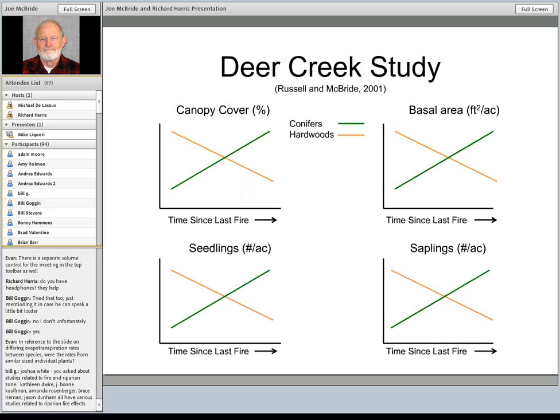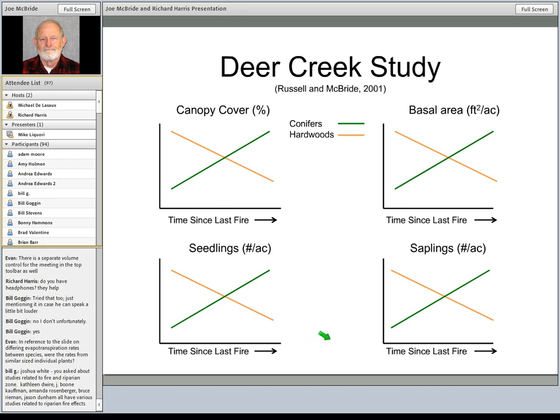And the next slide shows the response of 4 variables in contrasting conifer with hardwood species in terms of canopy cover. In the upper left, you see that as time since last fire extends, the percent of canopy cover of conifers increases, while the percent of canopy cover by hardwoods decreases. In terms of basal area, as the time since the last fire increases, in other words, the fire-free period gets longer and longer, the basal area of the conifers increase, and the basal area of the hardwoods was shown to decrease.